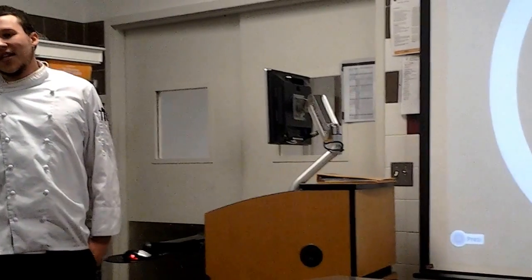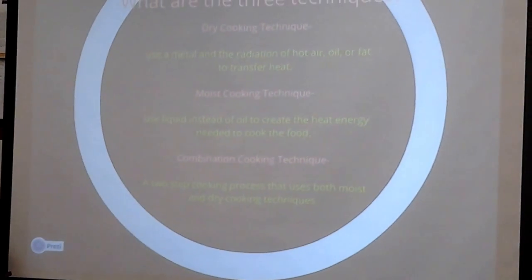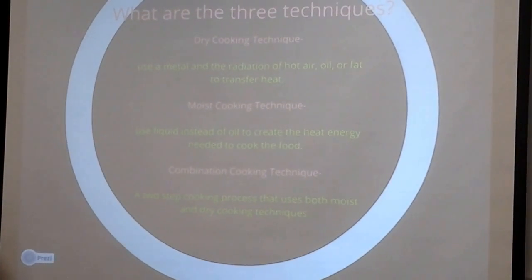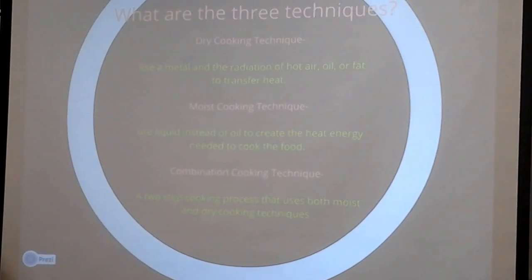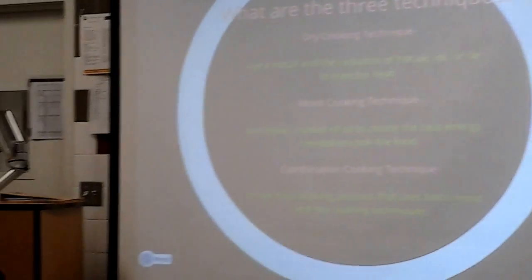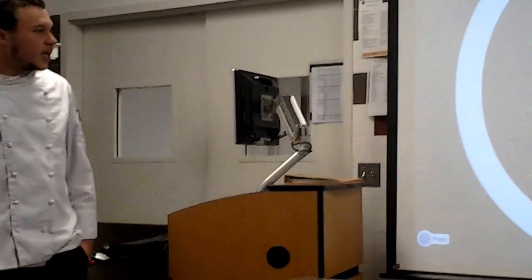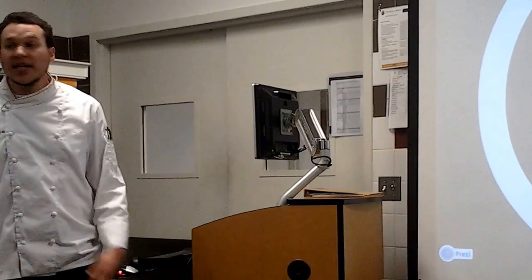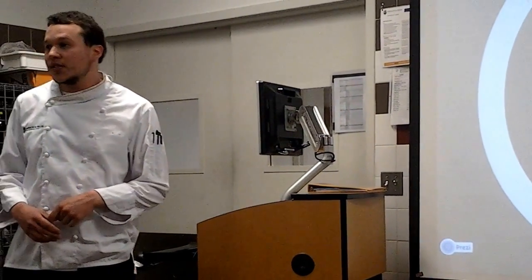Now, what are the three techniques? As you see here, we have a dry cooking technique, which uses a metal and a radiation of air, oil, or fat to heat the food or the product. We have moist cooking technique, which uses a liquid to create heat and energy in order to cook the food. And combination cooking techniques, which is a two-step process which we use in order to cook food.